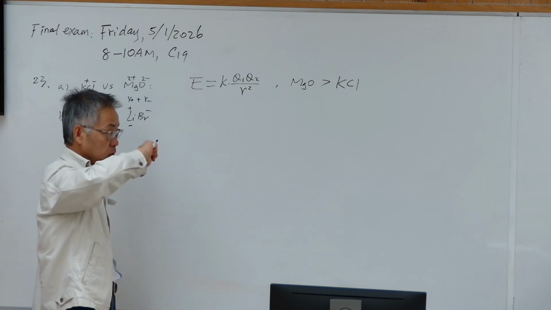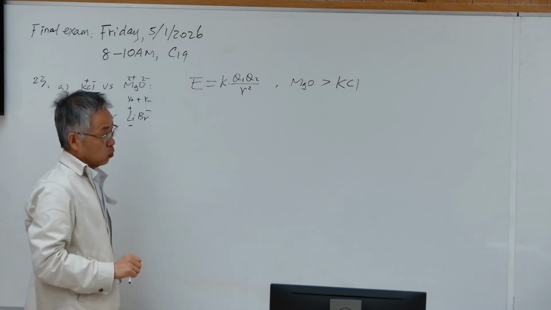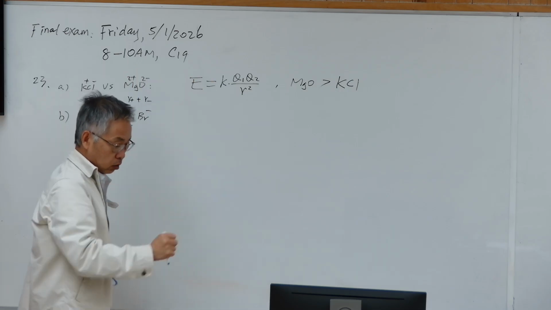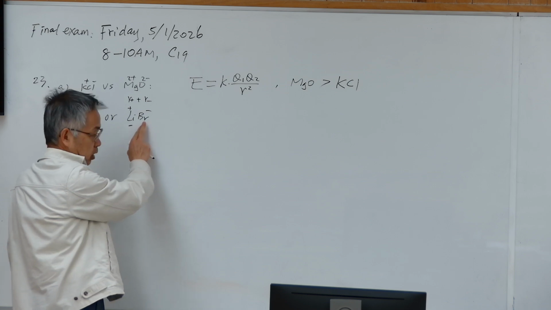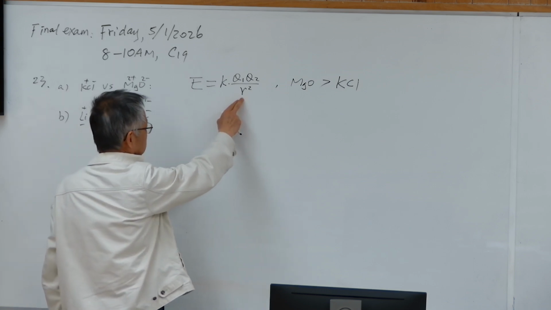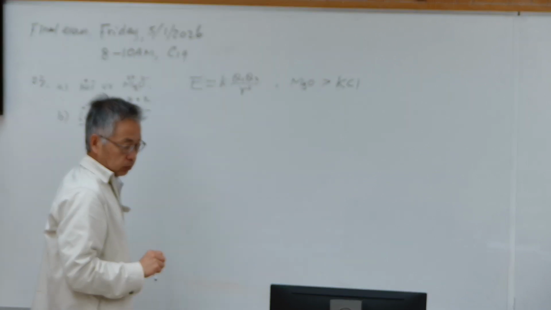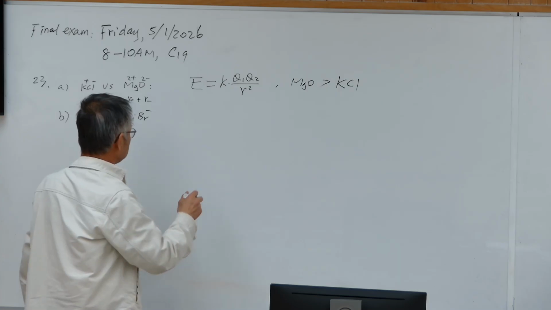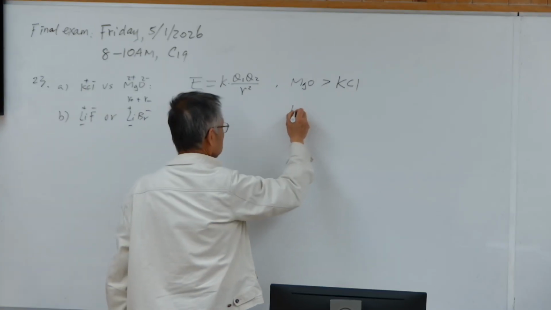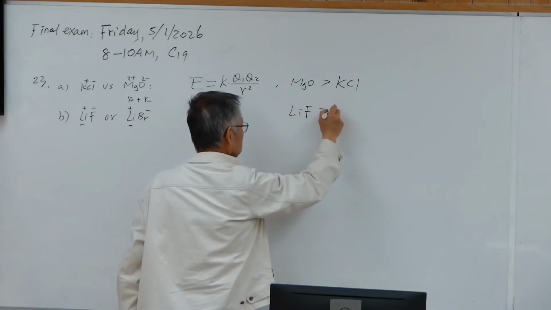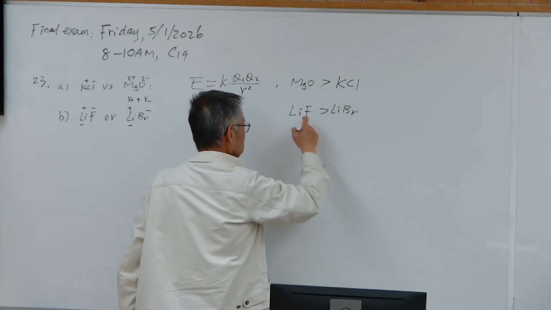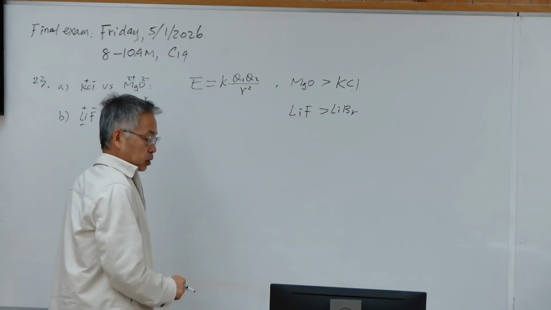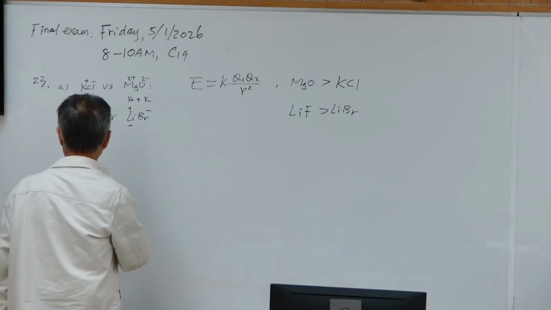Fluoride is period 2, bromide is period 4. So as we move down, the size is larger. Size larger, then lattice energy smaller. So clearly, this one has greater lattice energy.